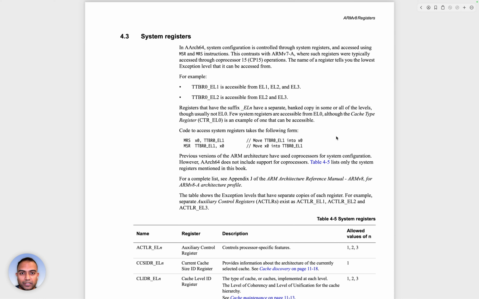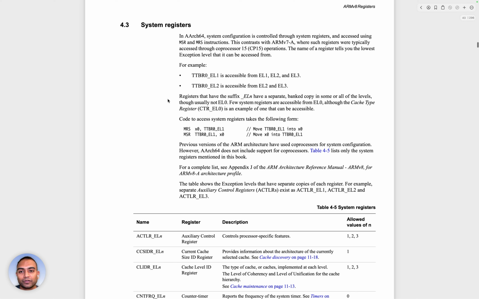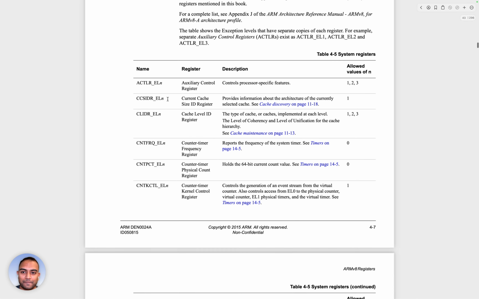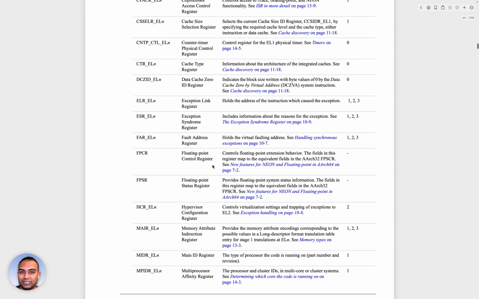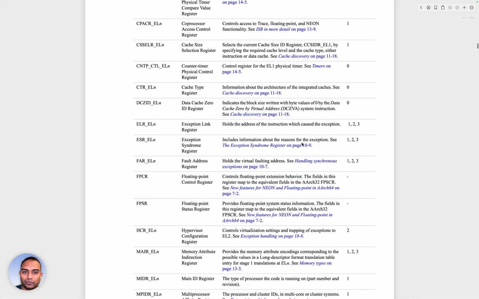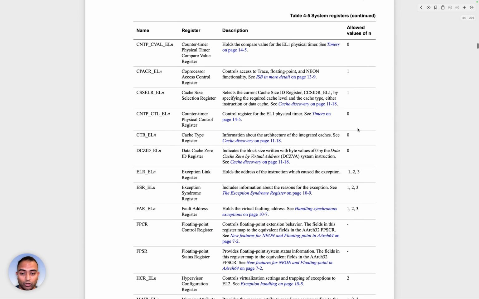We'll now move ahead and discuss the system registers and get an idea as to what these are. As you can see on your screen, this is section 4.3 of the document, and there are many system registers, right? And the explanation of what they do is also given. The description is given here, and which EL they are allowed in is explained in the rightmost column.